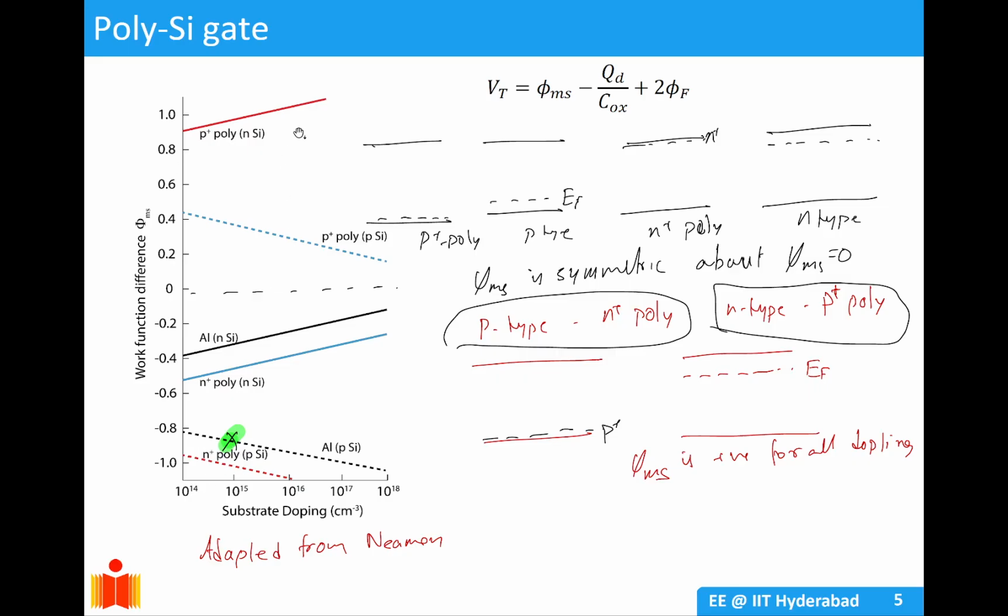So my phi ms is symmetrical around 0, and this gives me a similar but opposite type effect in both types of devices. So I can just talk about one type of device and use negative values to talk about the other type of device, because both types of devices are just complementary of each other in all ways.